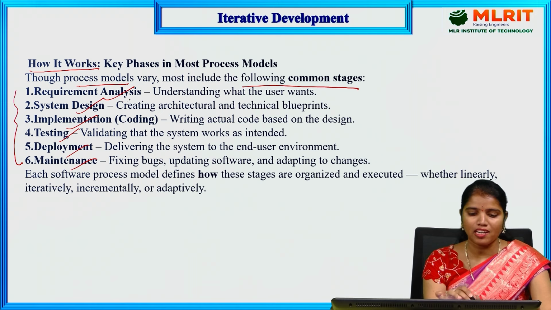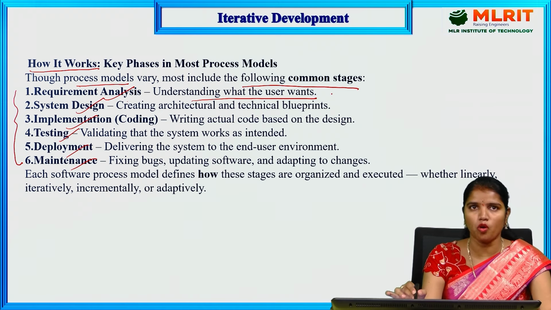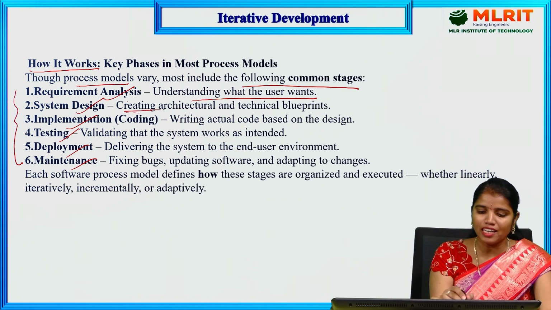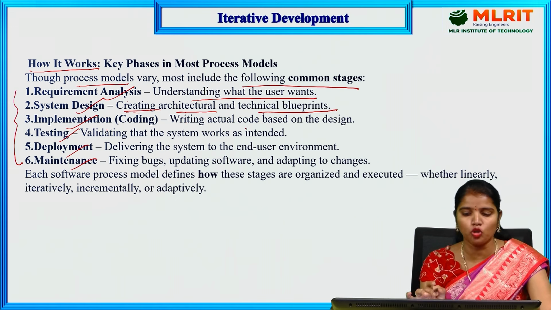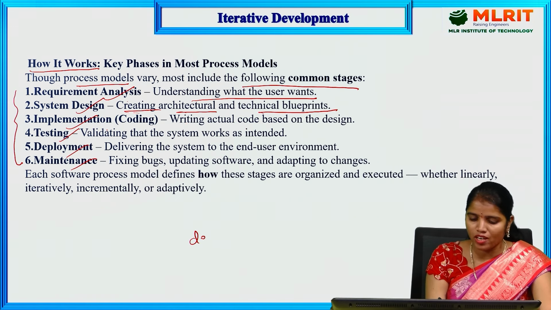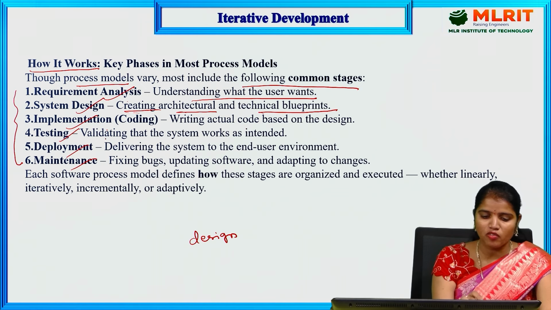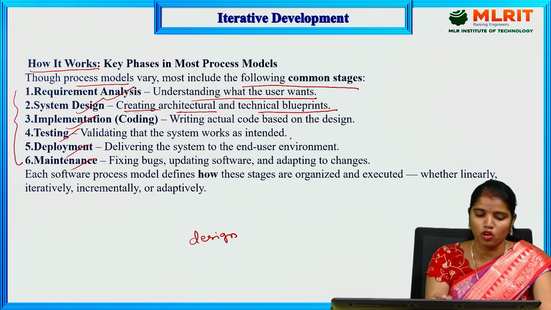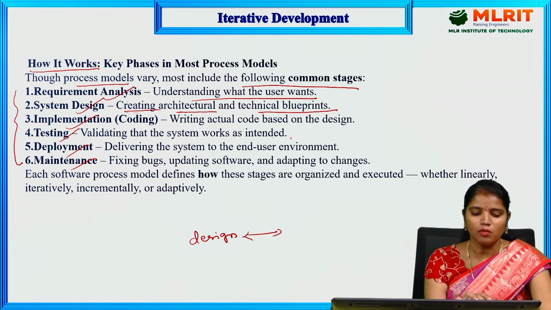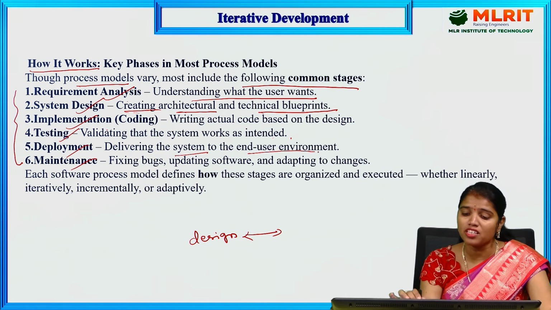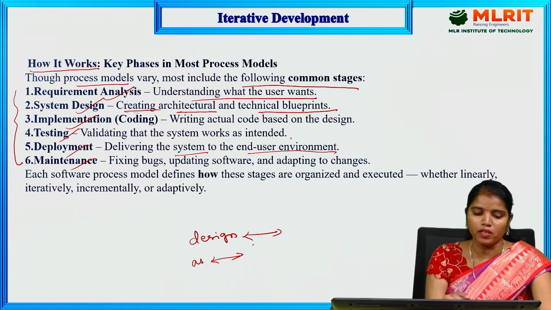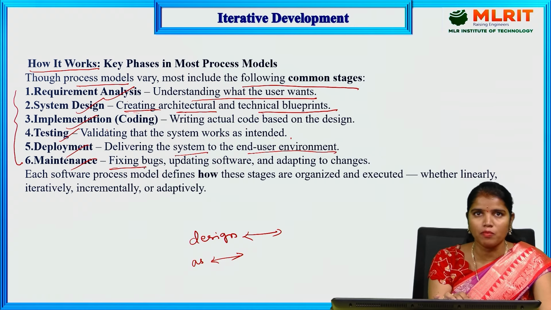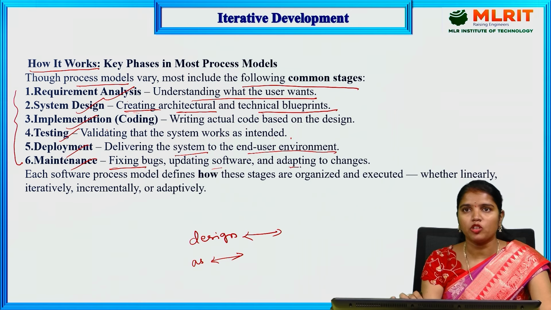What is requirement analysis? It is understanding what the user wants. System design is creating architectural and technical blueprints. Implementation means writing the actual code, based upon this design only. Testing means validating whether the system works as intended or not. Whether the product is working perfectly or not, we test in the testing process. Deployment is delivering the system to the end user environment as per the customer requirement. We deliver the project in the deployment phase. Maintenance is fixing the bugs, updating software, and adapting to changes.